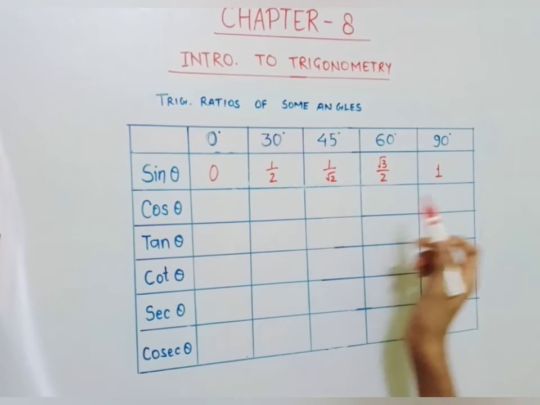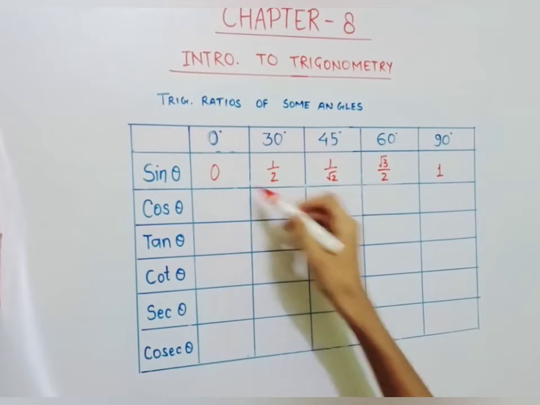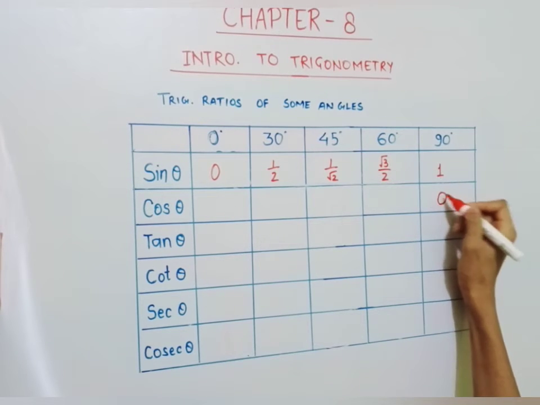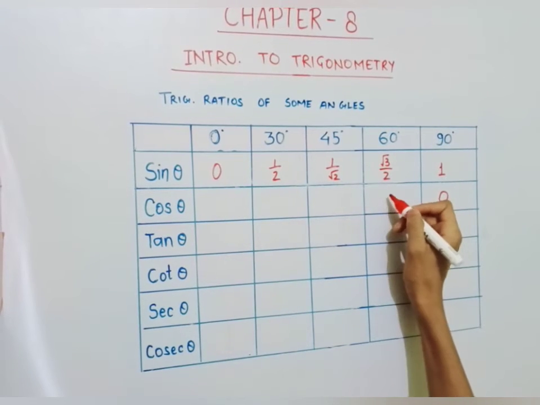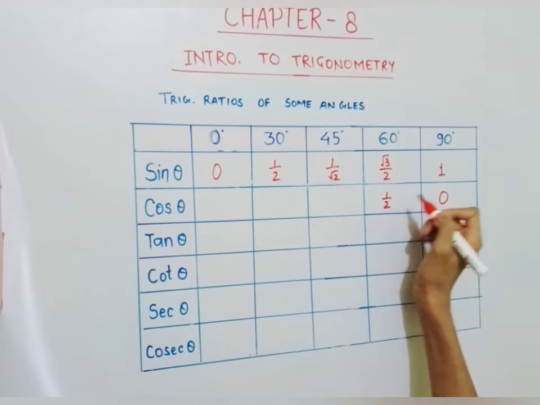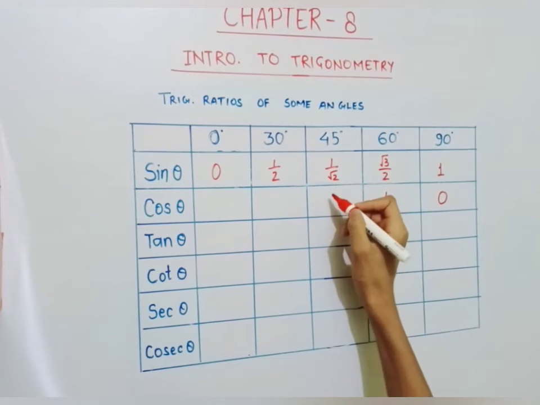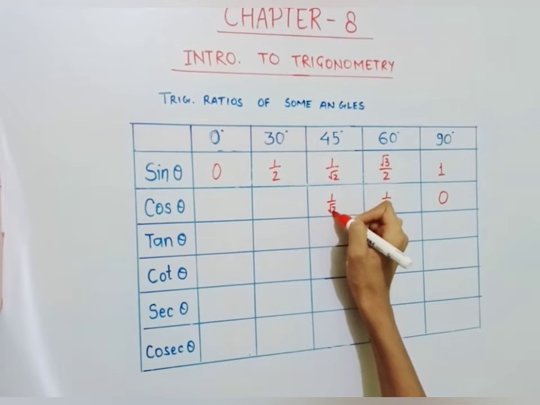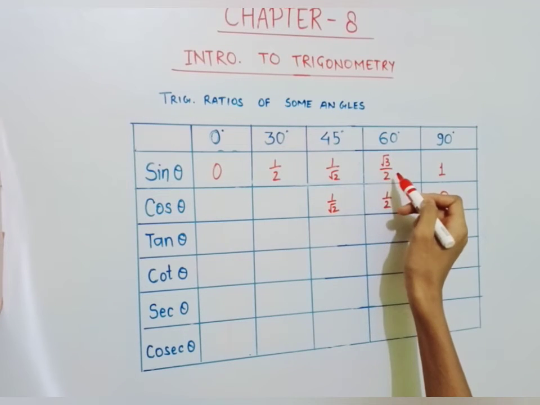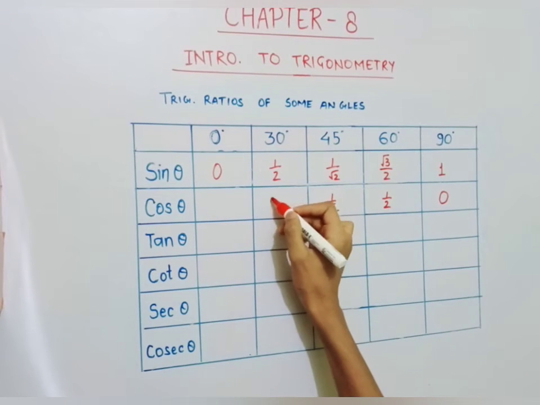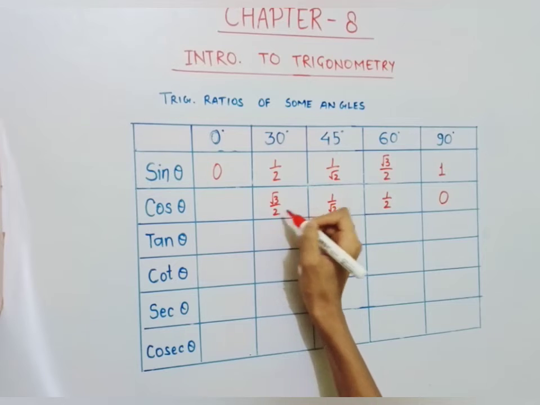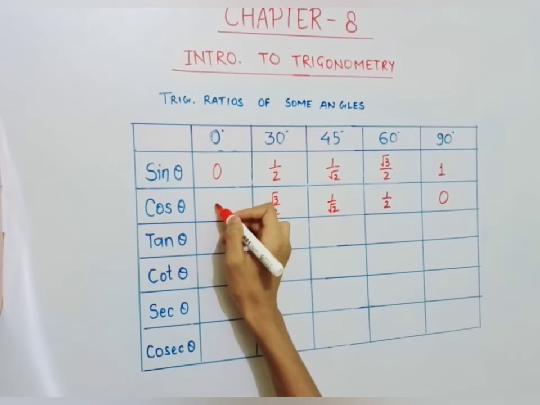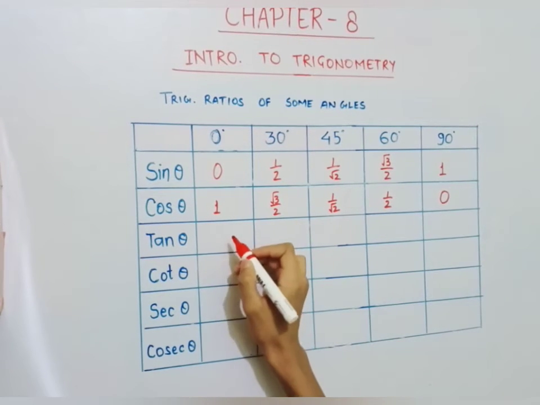for cos it is just opposite to sin, means sin 0 degree will be equal to cos 90 degree, that is 0, sin 30 as cos 60, that means 1 by 2, 45 degree will be same for both, that is 1 by root 2, and sin 60 will be cos 30, that is root 3 by 2, and sin 90 will be cos 0, that is 1.